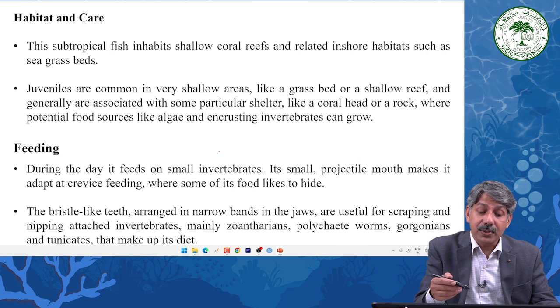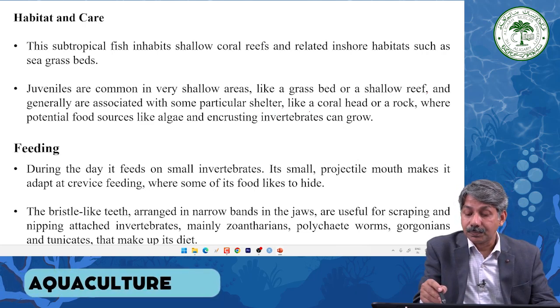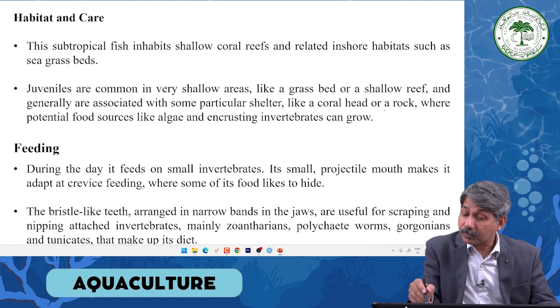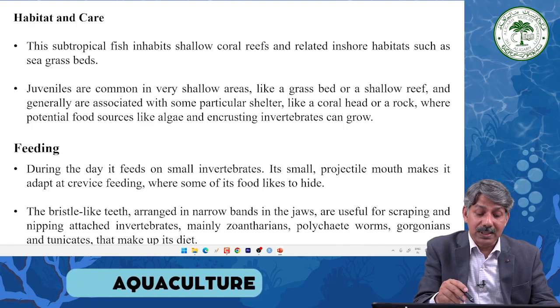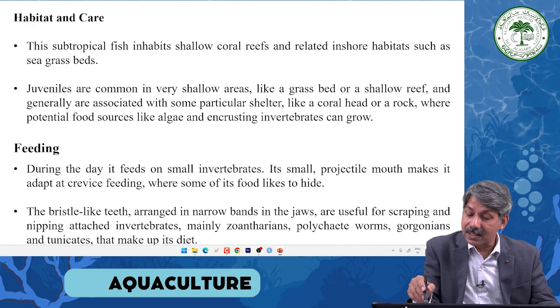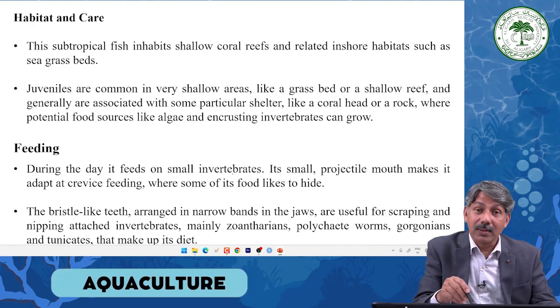This subtropical fish inhabits shallow coral reefs and related inshore habitats such as sea grass beds. Juveniles are common in very shallow areas like a grass bed or a shallow reef and generally are associated with some particular shelter like a coral head or a rock where potential food sources like algae and encrusting invertebrates can grow. During the day, it feeds on small invertebrates.